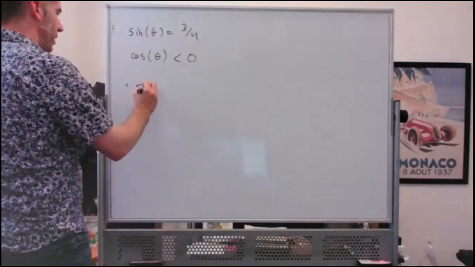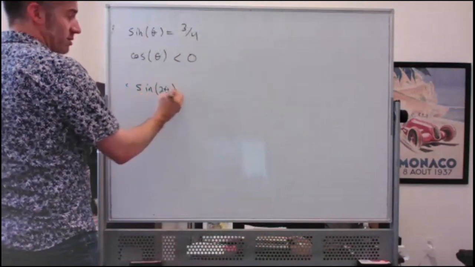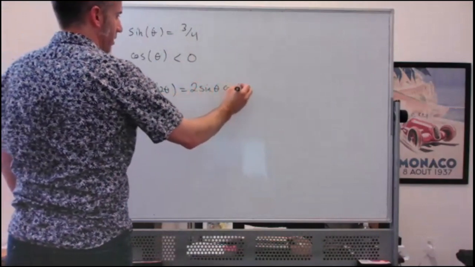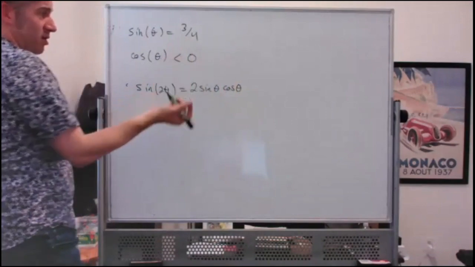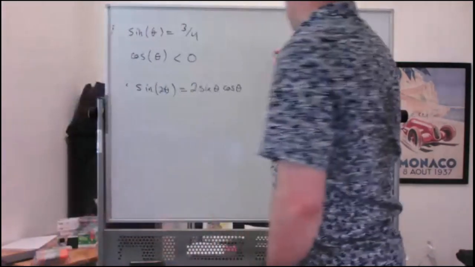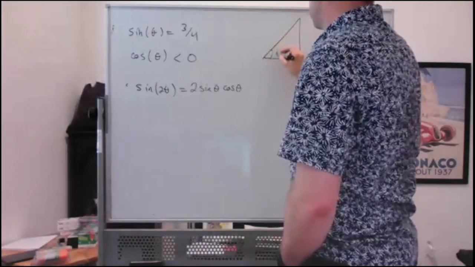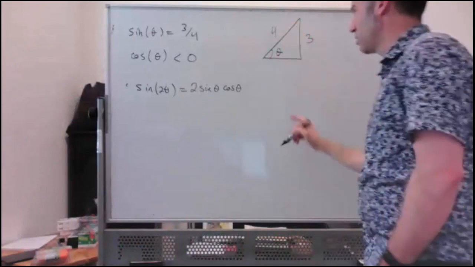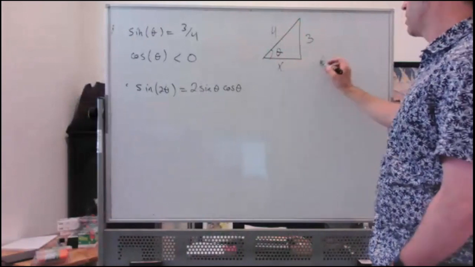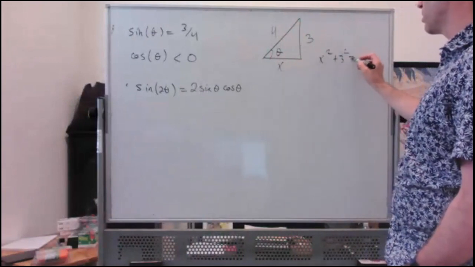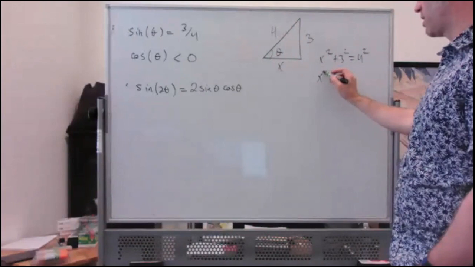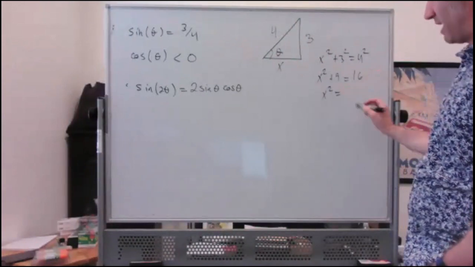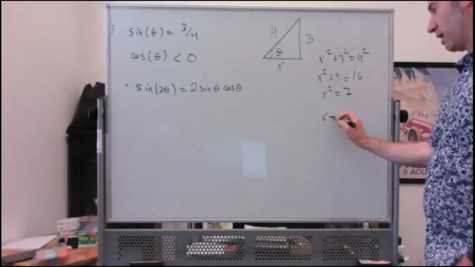So for sine of 2 theta, we're going to use the double angle formula, which is 2 sine theta cosine theta. We already know sine theta, but we need to know cosine theta. So we're going to draw ourselves a little triangle. Sine is the opposite over the hypotenuse. For this third side, x squared plus 3 squared equals 4 squared. So x squared plus 9 equals 16. x squared equals 16 minus 9, which is 7. So x is the square root of 7.